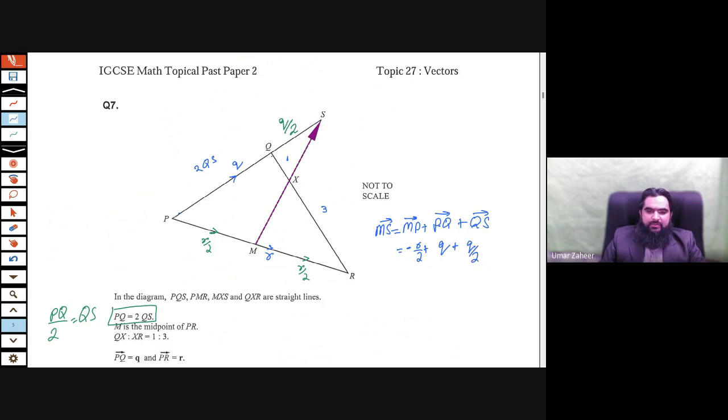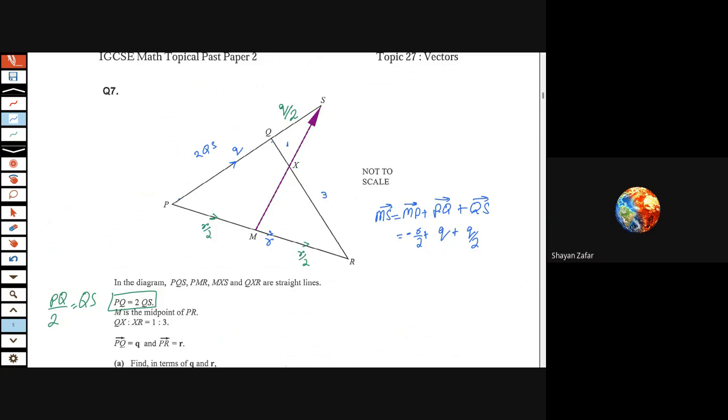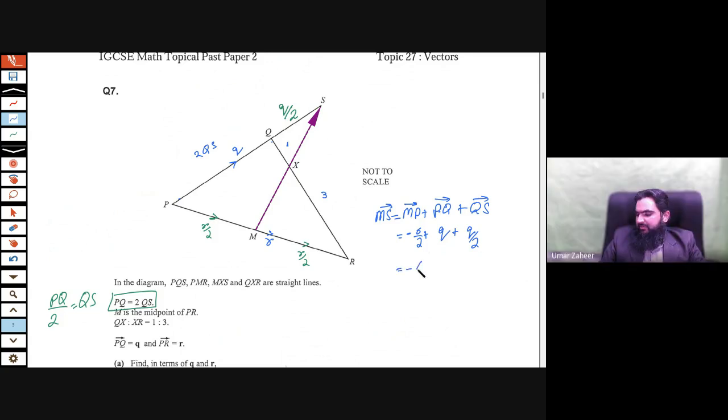Yes, everyone, any question up to here? No, sir. Now minus R over 2 as it is. Q plus Q over 2, just take the LCM, or if you are able to add them, just add them. 2 times 1 is 2, 2 plus 1, that is 3Q divided by 2. So this is the value of MS.